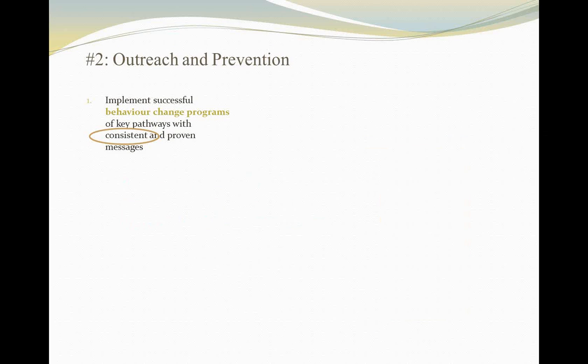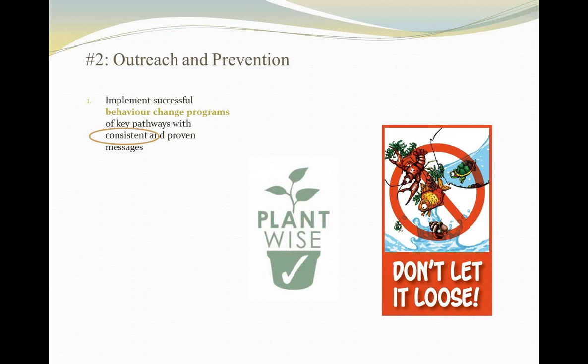The steering committee also selected messages for other audiences that are consistent with the ISC, or the Invasive Species Council of BC. And this includes PlantWise, aimed at the horticultural trade. And it's waiting final approval, but it's looking like "Don't Let It Loose" will be the main key message for the pet and aquarium trade, and potentially also for illegal fisheries introductions.